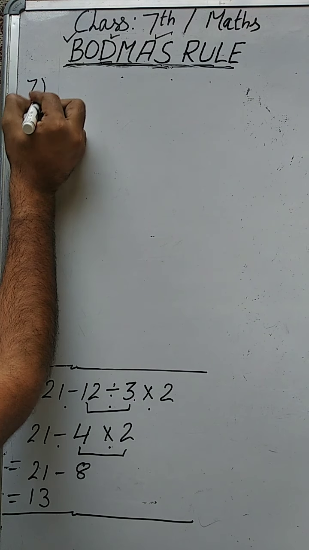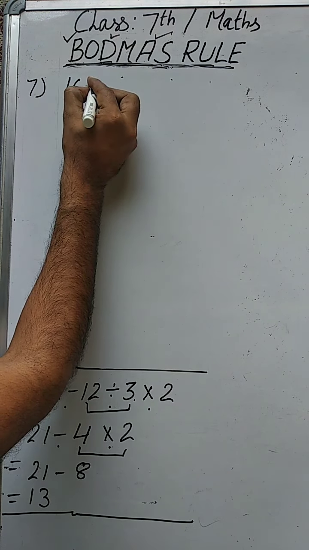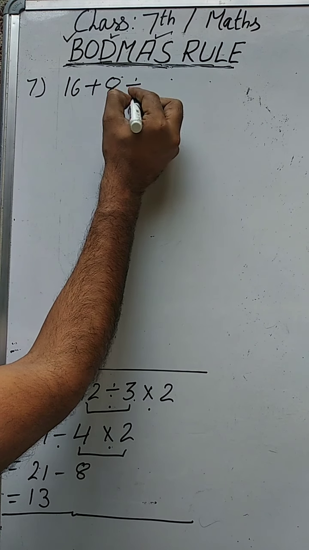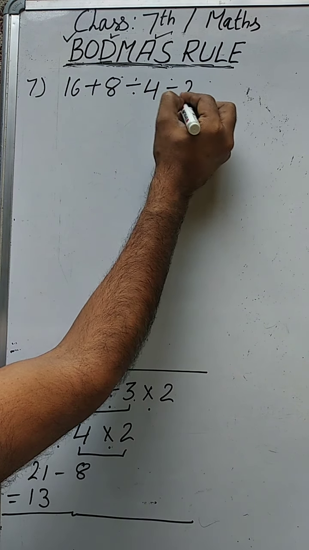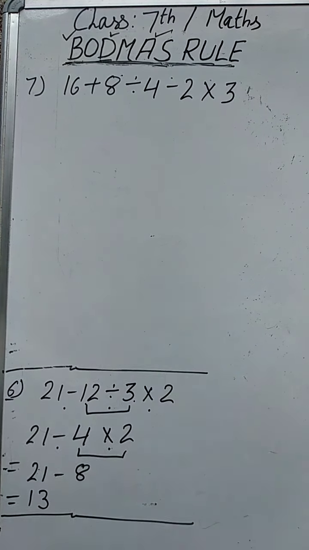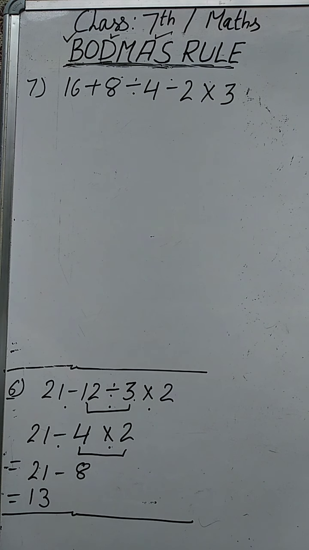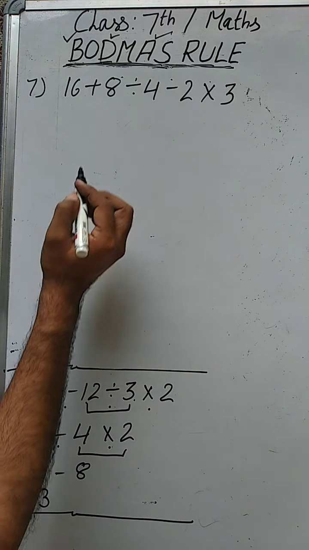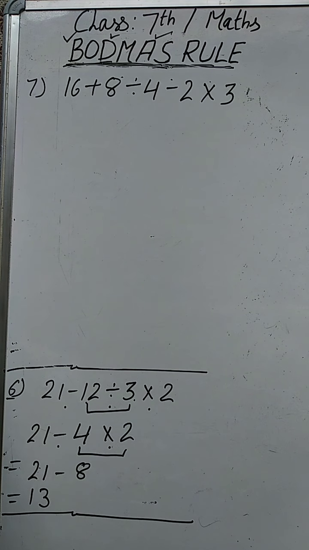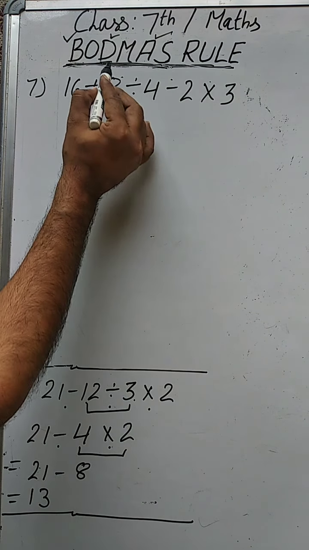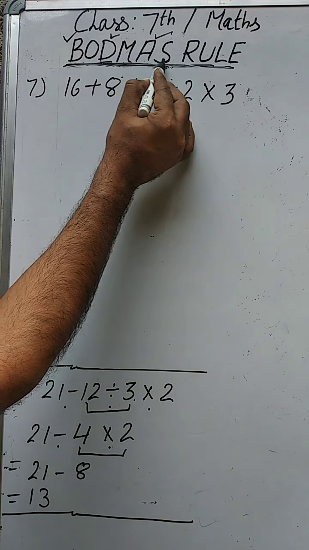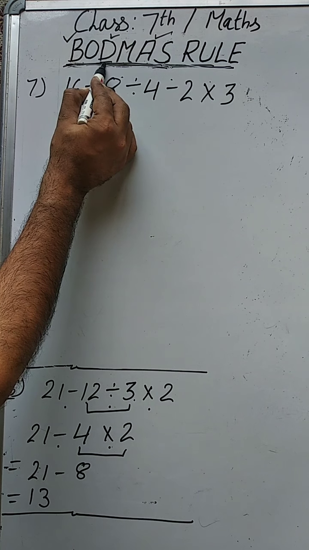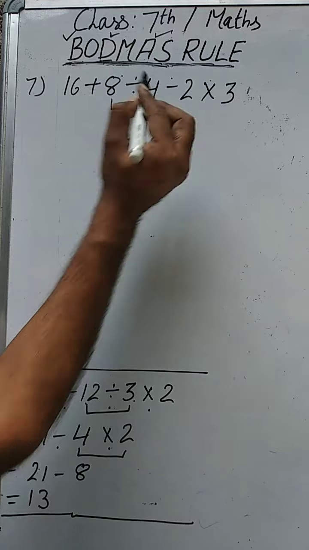Question 7th is 16 plus 8 divided by 4 minus 2 multiply 3. Now beta, look here. All four operators are there: D, M, A and S. We have to perform D, division, first according to BODMAS rule.